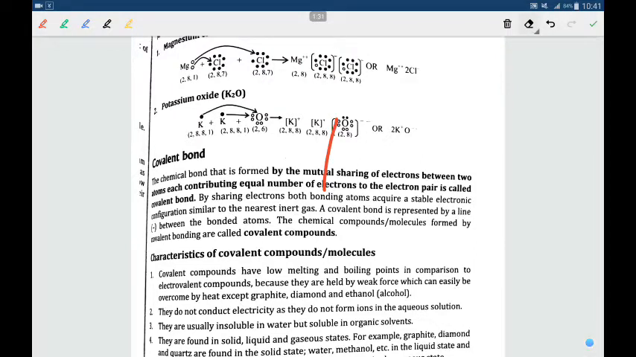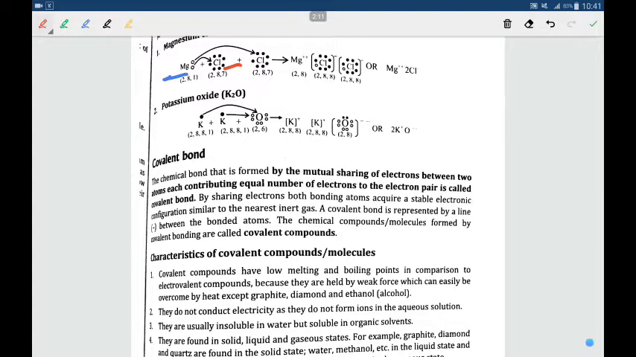Magnesium chloride, MgCl2. We write MgCl2. This is the molecular formula of magnesium chloride. But how is the magnesium chloride molecule formed? Here we have to keep in mind magnesium chloride is made from magnesium and chlorine. Which one is metal? Magnesium is metal, and chlorine.